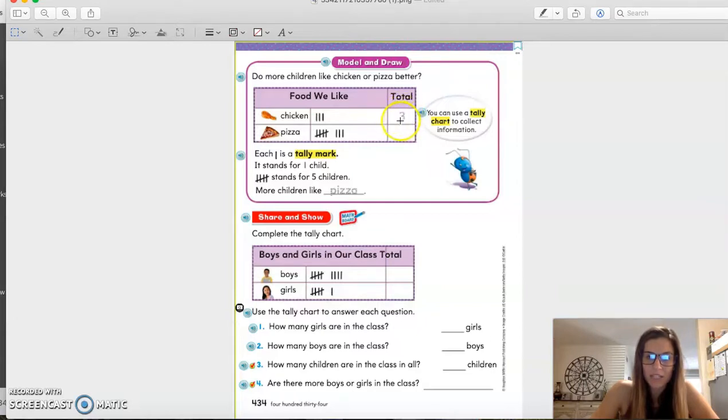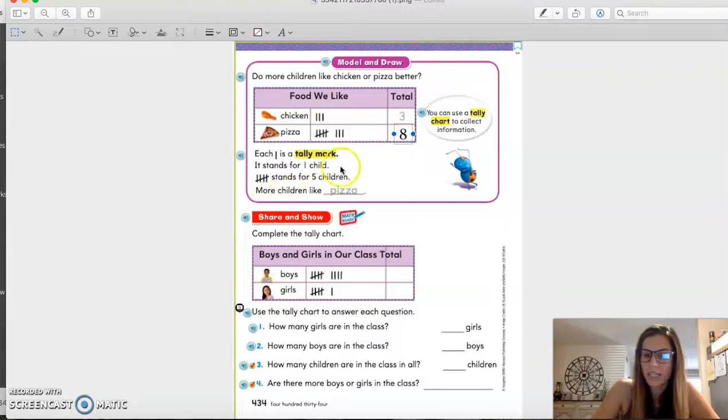3 students like chicken. And then for pizza, this is 5. Count on. 6, 7, 8. So right over there, you're going to write 8. 8 like pizza. And now I can answer my question.